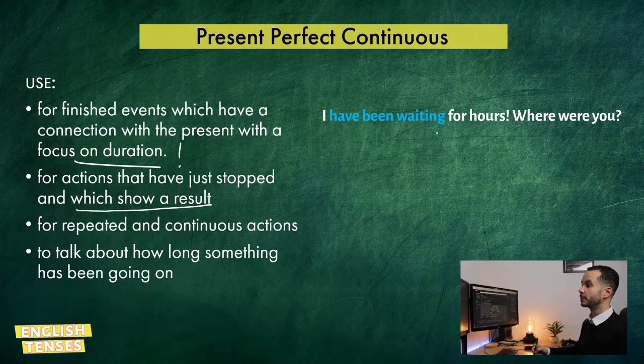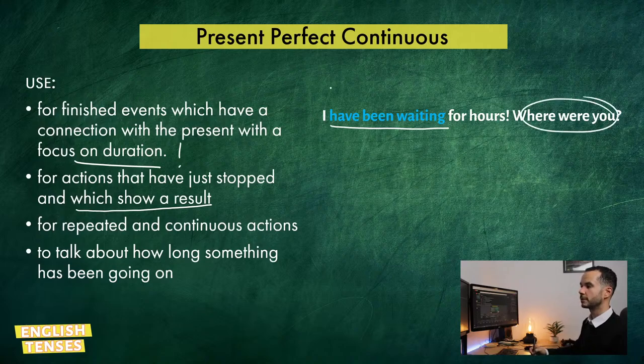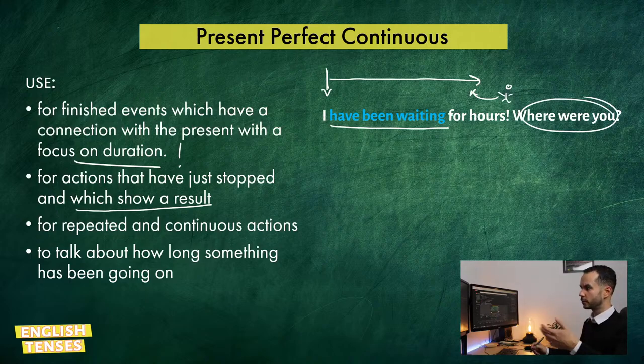So, I have been waiting for hours. Where were you? Have been waiting. This person has just arrived, probably. So I started waiting, I'm kind of still waiting, but this person came. So this person arrived and I said, hey, I've been waiting for hours, where were you?